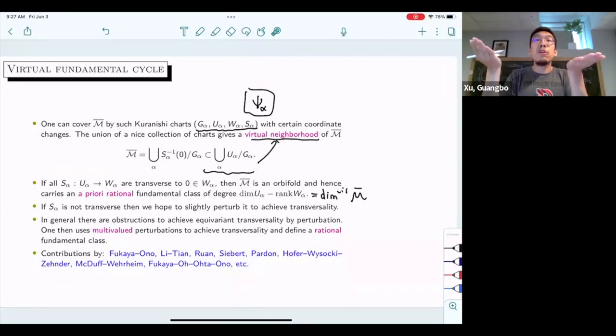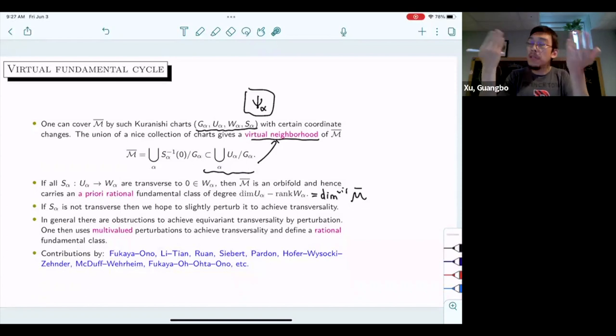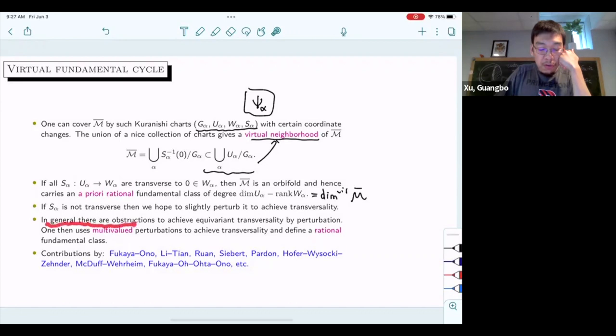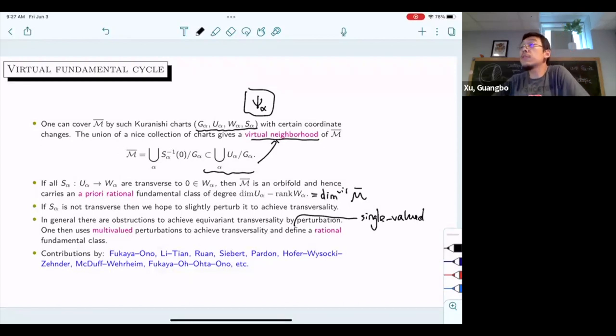And because those Kuranishi charts are defined geometrically, the evaluation maps and the stabilization maps are still defined, extended to the virtual neighborhood. Then you can push forward this perturbed cycle into the target manifold as well as the Deligne-Mumford space, and you can define this virtual fundamental class. And you can prove that this class will be independent of the choice of the perturbations and so on. However, in general, there will be obstructions to achieving equivariant transversality by using single-valued perturbations. And we will actually see this problem in a moment.